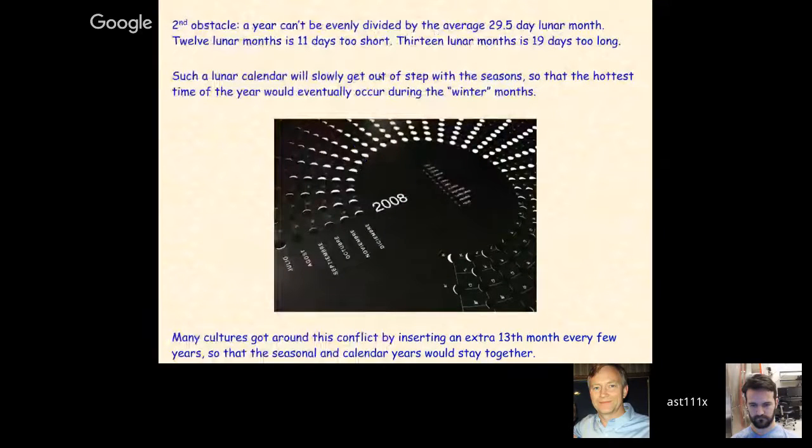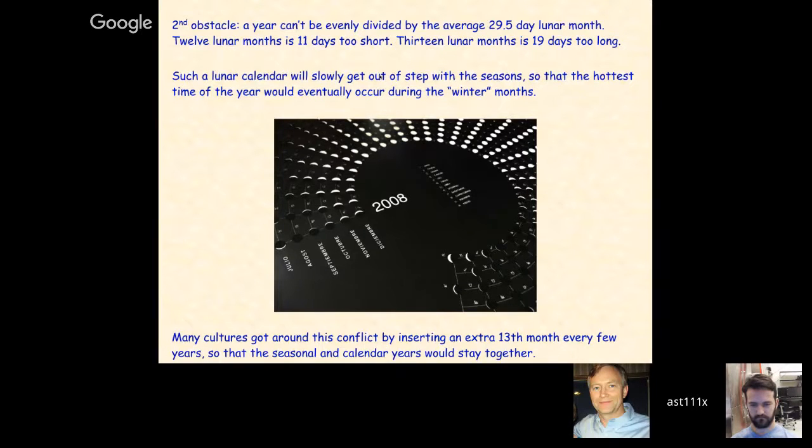The second obstacle that cultures faced is that a year cannot be evenly divided by the average 29.5 day lunar month. 12 lunar months is 11 days too short. 13 lunar months is about 19 days too long. And so if you use a lunar calendar, your calendar will slowly but surely get out of step with the seasons. If you don't make any adjustments, the hottest time of the year is going to end up being in what you call the winter months.